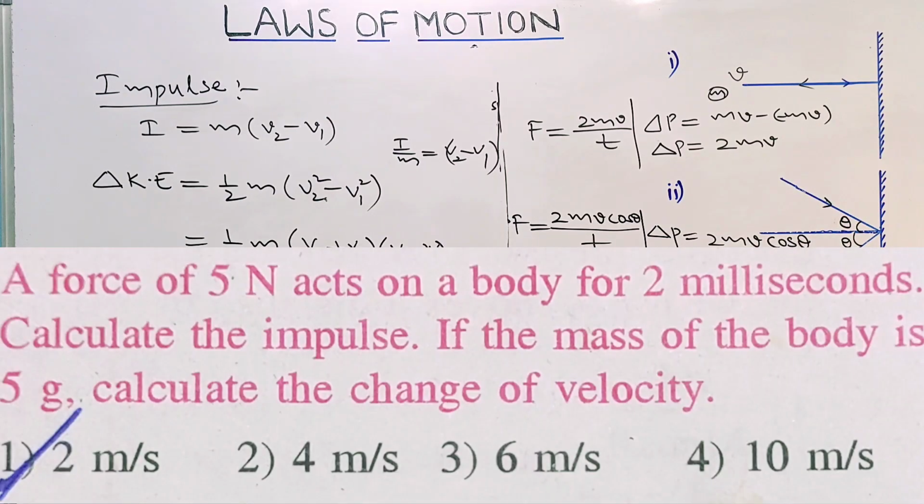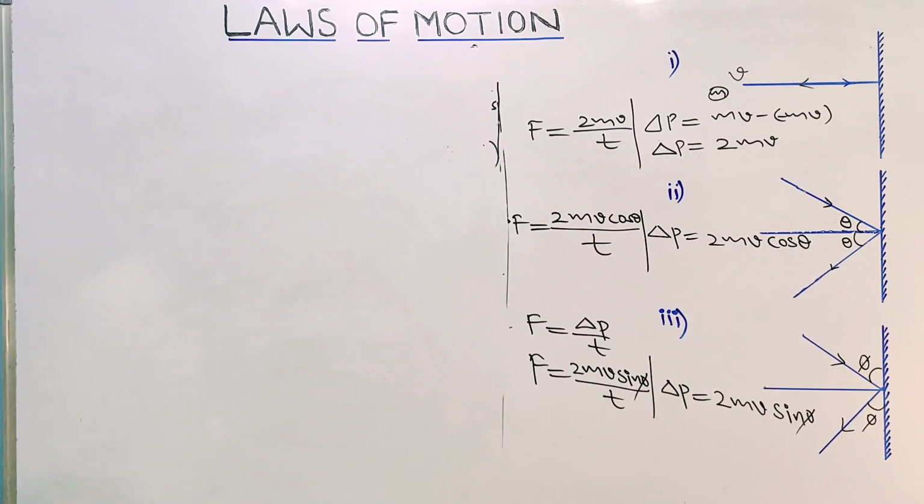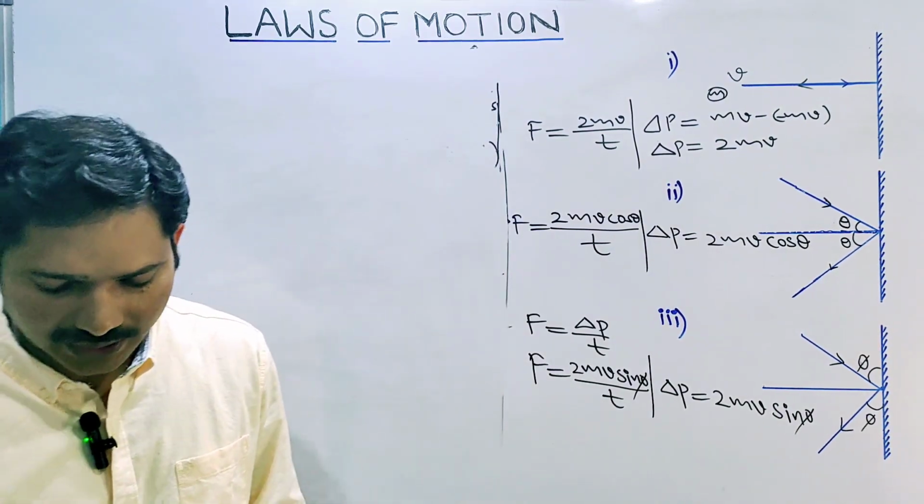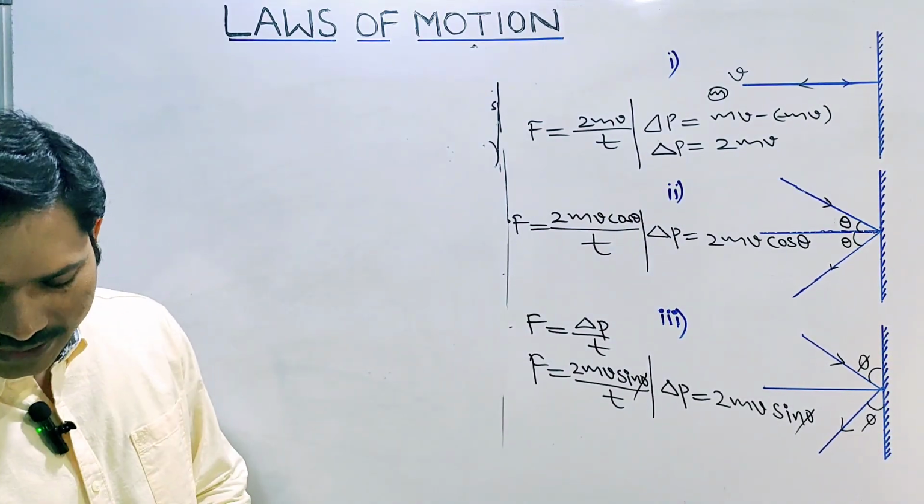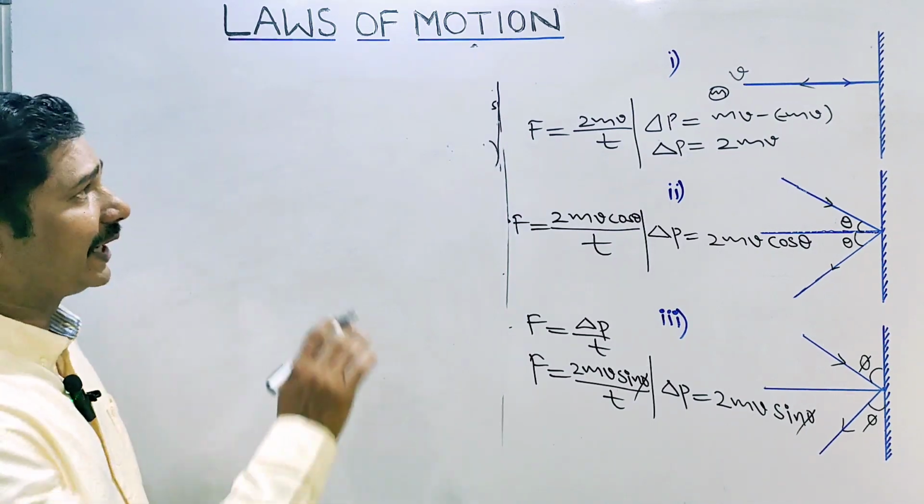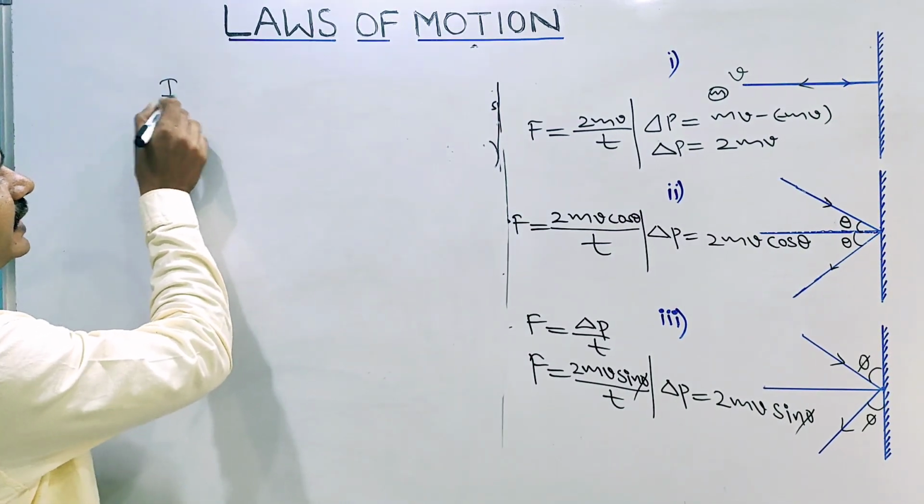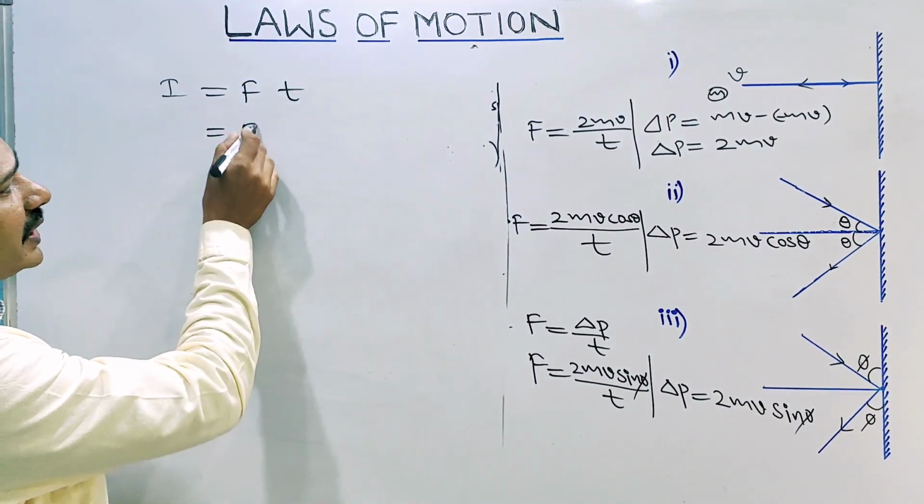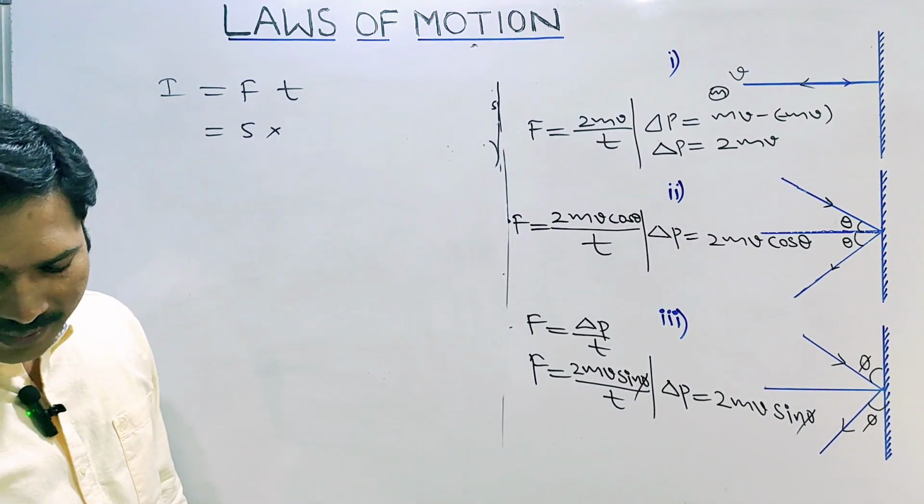A force of 5 newtons acts on a body for 2 milliseconds. Calculate the impulse. If the mass of the body is 5 grams, calculate the change of velocity. So here they are asking for the impulse and the change in momentum. How much force is acting? 5 newtons of force is acting. Impulse, what we discussed, is the product of force into time. So the force is 5 newtons and the time is how many milliseconds?